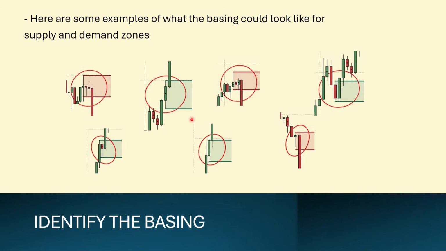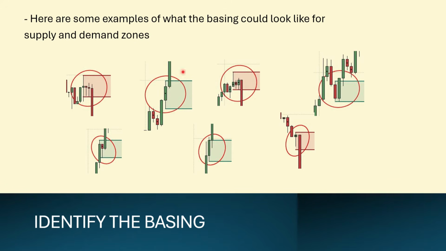So now we're going to talk about identifying the basing, which is probably one of the most important factors. First, remember, we need to identify that big rally up or down, but then we have to draw our zone. And in order to draw the zone, we have to identify what the basing is. And here's an example. There's only 7 examples here, guys, but remember, there's going to be a lot of different types of zones, and you guys just have to experience all of them.